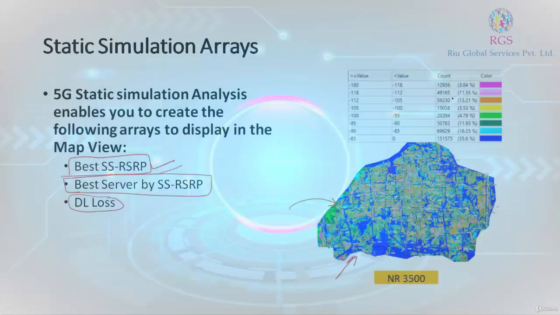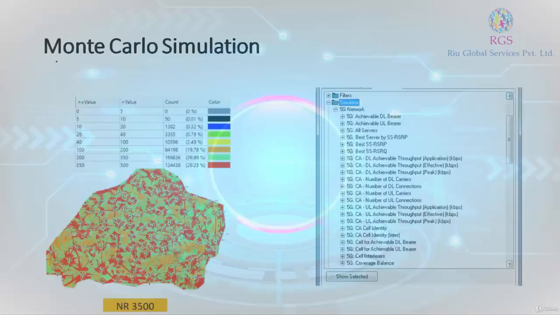And then there are other things called dynamic simulations, which are also known as Monte Carlo simulations. These carry very extensive information. It is not just about the coverage and which is the best server. It is about how your network is behaving. That means what are the throughputs, what all are the RSRP, what is the quality, what is the maximum achievable throughput, what is the average throughput, what is the peak throughput, what is the application throughput?